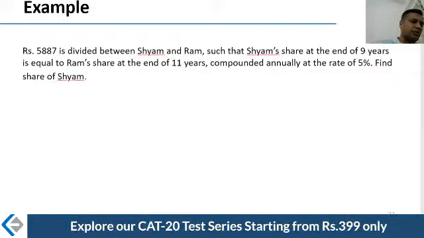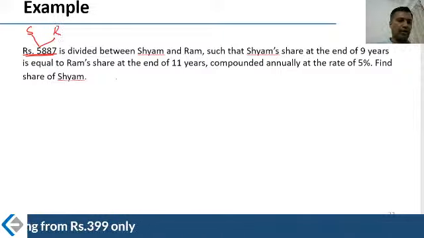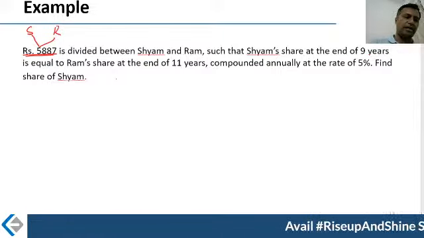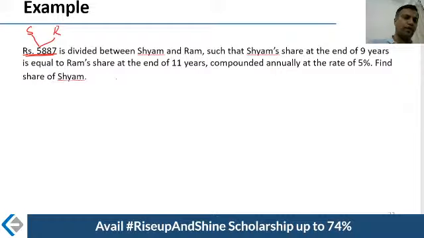So let's not bother about this money as of now. Let's say that Sham is going to get S rupees out of this, and Ram is going to get R rupees out of this. Fair enough. Now at the end of 9 years, use the multiplier because the scheme is compound interest, compounded annually.